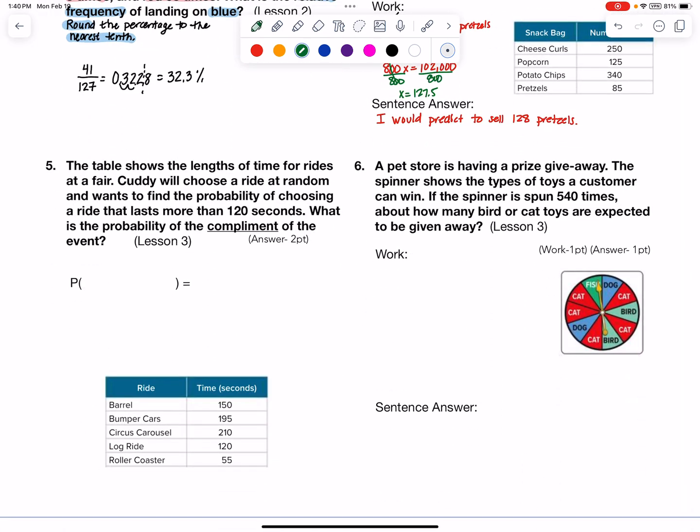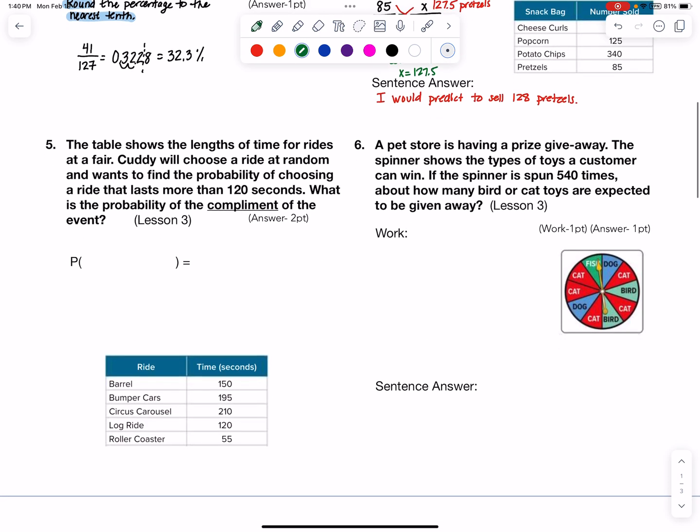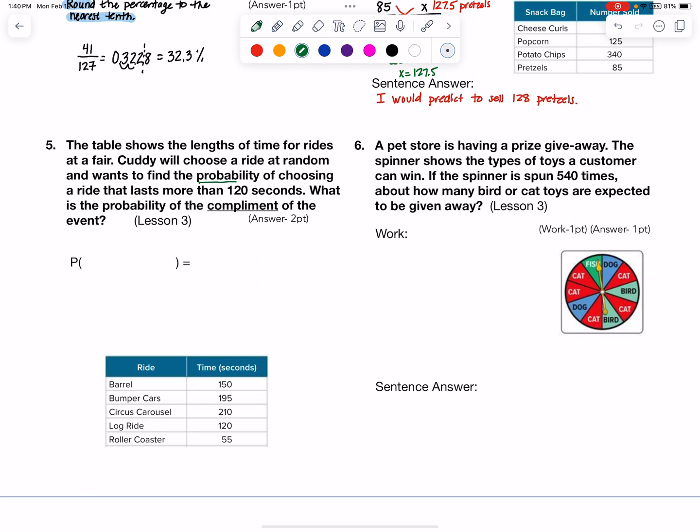You can see that we're finding the complement. And then we're also looking at another spinner problem. So number 5, the table shows the lengths of times for rides at a fair. Cuddy will choose a ride at random and wants to find the probability of choosing a ride. So it said probability, which means we need this probability notation of choosing a ride that lasts more than 120. But they're actually asking what's the probability of the complement. And we know complement means the opposite of that. So instead of more than 120, I actually want to find not more than 120.